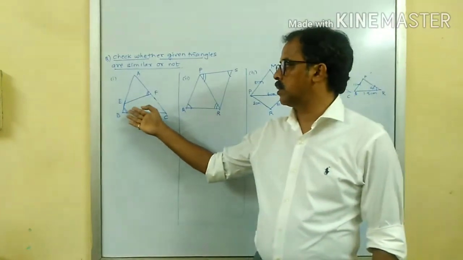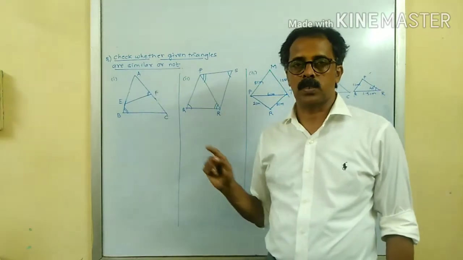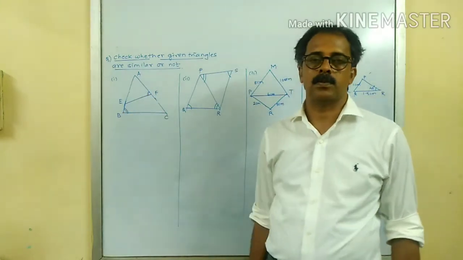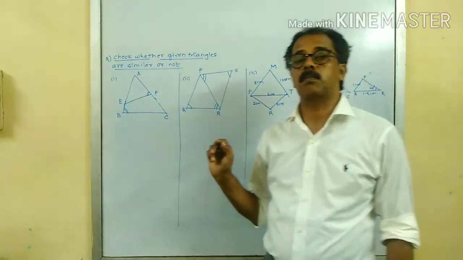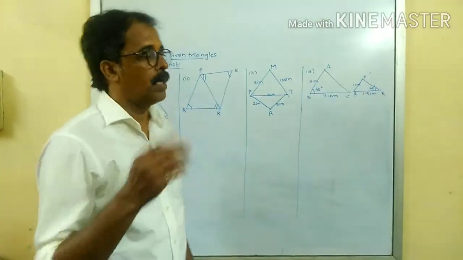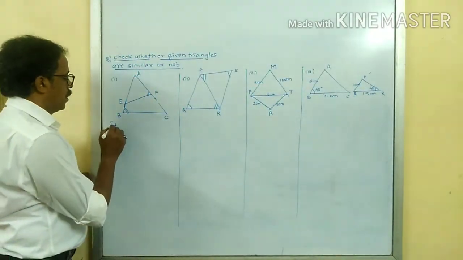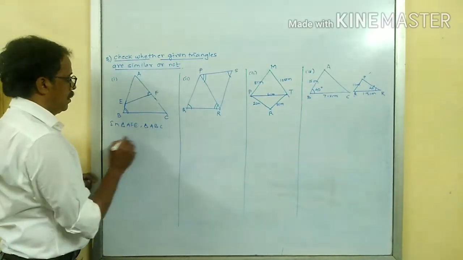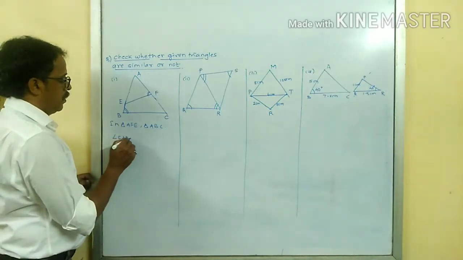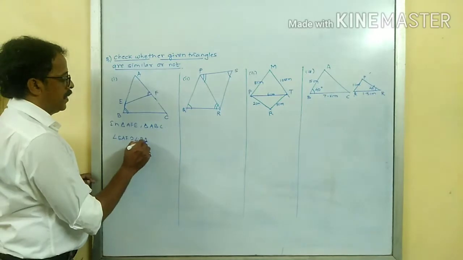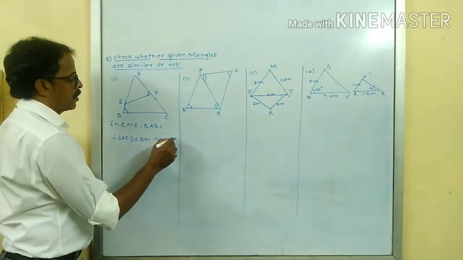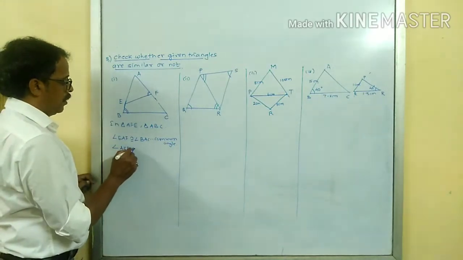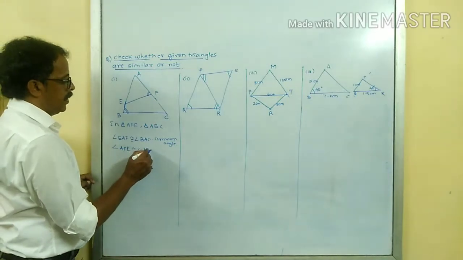But you can observe from the figure itself, angle A is common to both the triangles, and angle B equals angle F. It means these two triangles are similar by which test? The AA test of similarity, right? How are we going to write that? In triangle AFE and triangle ABC, angle EAF is congruent to angle BAC, which I write as common angle, and angle AFE is congruent to angle ABC.